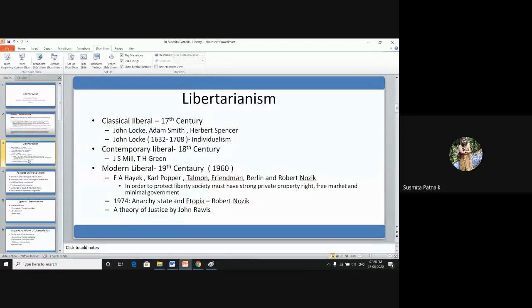He says that the state is only there to protect the natural rights of the individual. What are the natural rights? The right to life, the right to liberty, and the right to property. These three things are there, and that is what is called the natural rights of an individual.